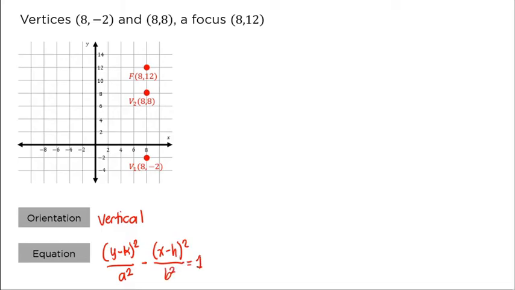So we need to solve for the center first. Since we are given the vertices, and take note that the center is the midpoint of the vertices, we can solve for the center using the midpoint formula. Suppose V1 is (x1, y1) and V2 is (x2, y2). We have the center equal to (x1 plus x2) over 2, that is 8 plus 8 all over 2, and (y1 plus y2) over 2, so that is negative 2 plus 8 all over 2. This is equal to (8, 3).